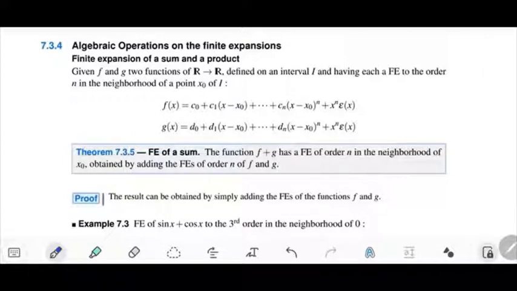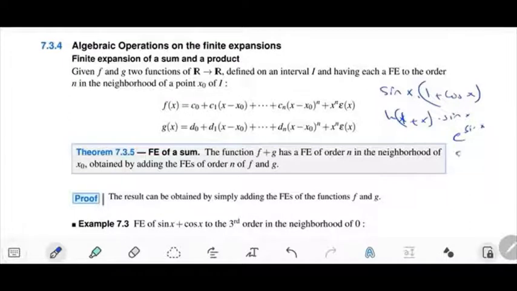Now, what if you have a function like sine x, for example, times (1 plus cosine x), or ln of x, or (1 plus x) times sine x, or for example exponential of sine x, or sine x plus cosine x. If you have all these examples and you want to calculate the finite expansion, of course you can always say, and this is very important, listen to me very well, you can always say that this function is a Cn function because sine, cosine, ln, exponential, all are Cn functions. And then you can use the Taylor expansion formula.